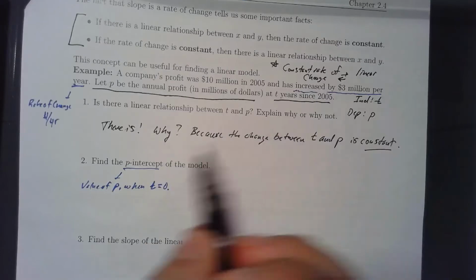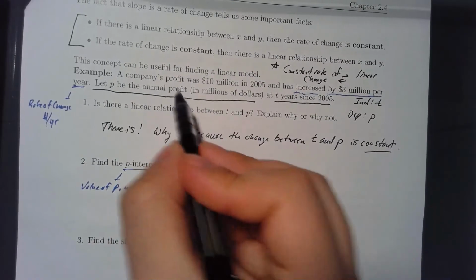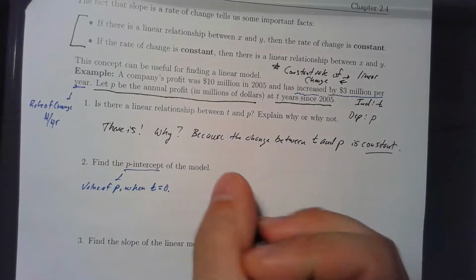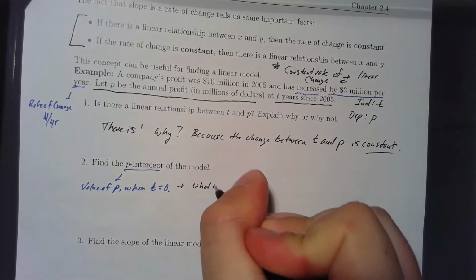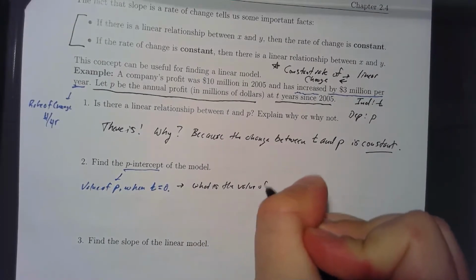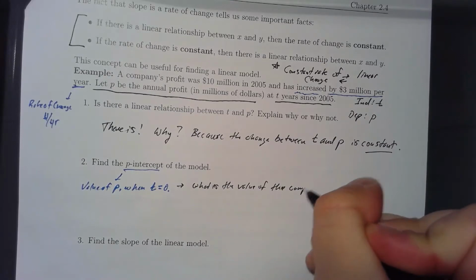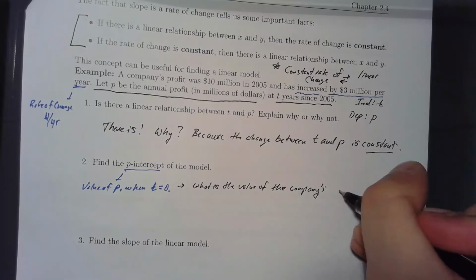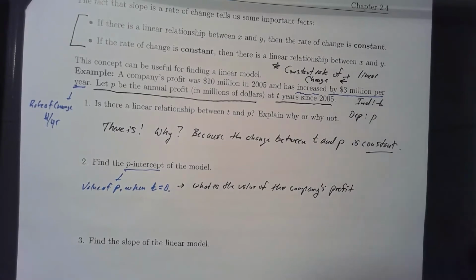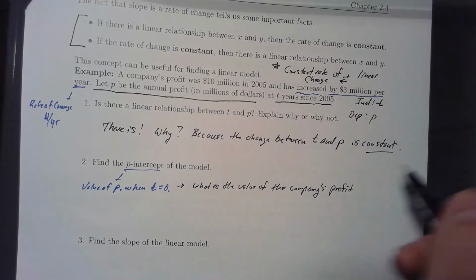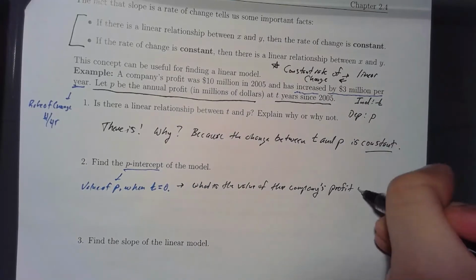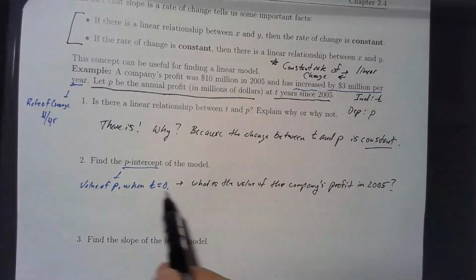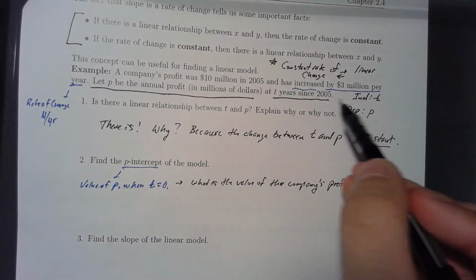So what we're saying here is, what is the value of the company's profit in 2005? That's what the p-intercept is. Because that's what it is specifically, it's a company's profit. So what is the value of the company's profit in 2005? That's what this is saying, because 0 years since 2005 is the year 2005.